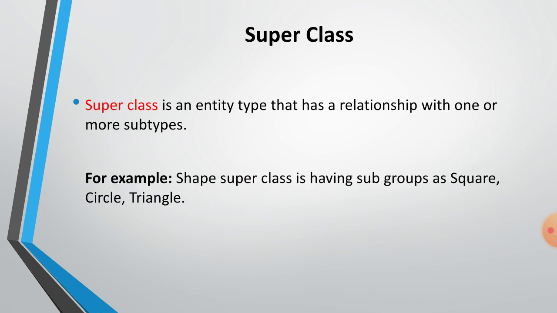For example, I'm considering a shape superclass. Every entity has a set of attributes, so the shape class also has a set of attributes. What are those? Every shape has a name. Every shape has a certain number of vertices. Based on those attributes, new subclasses will be formed. What are those new subclasses? Square, circle, triangle. This is the purpose of a superclass.